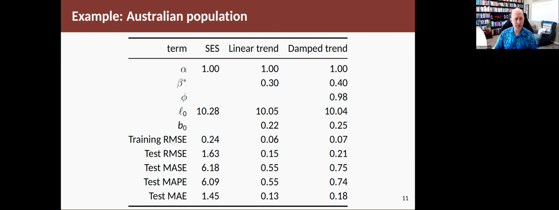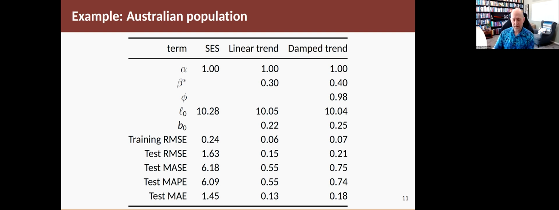Then we have the root mean squared error on the training set and the root mean squared error on the test set, just so that you can see that you almost always have much better fits in the training set than you do on the test set, because you've used the training set to fit the model, so it should fit well. And we can compare the three models. Simple exponential smoothing here is much worse than the other two models. The linear trend model is actually doing the best here. Damping didn't help at all. If we compare on mean absolute scaled error or mean absolute percentage error or mean absolute error, we'll come to the same conclusions, that the linear trend model works best for this data set.